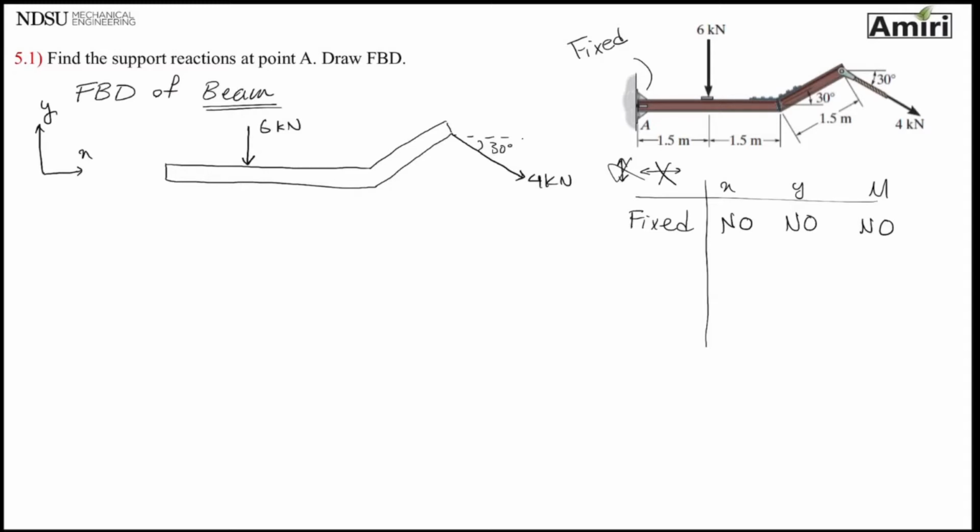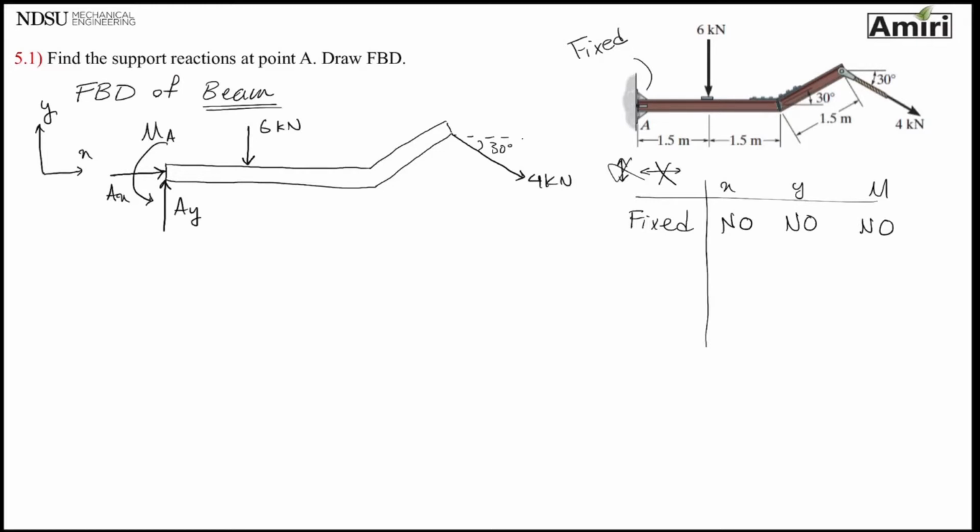I'm going to put a force in that direction. So in the X direction, I'm going to put an AX. In the Y direction, I am going to put an AY. And in rotation, I'm going to put a moment called MA. And this is our free body diagram. So that was step one of the procedure, excuse me.